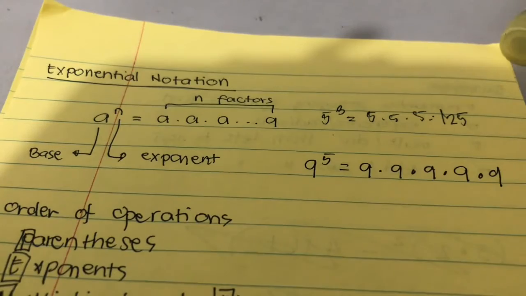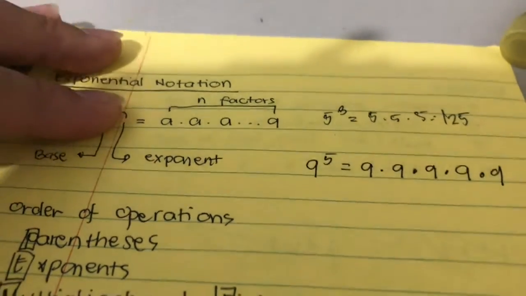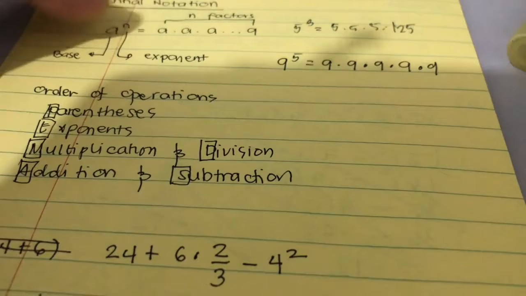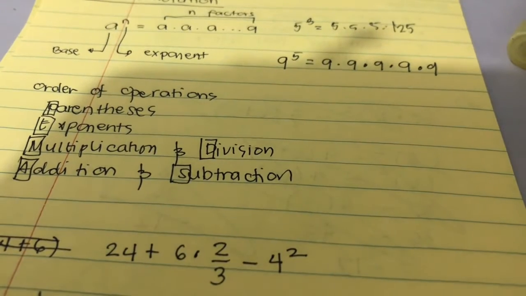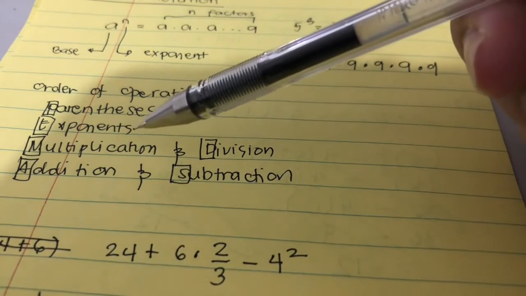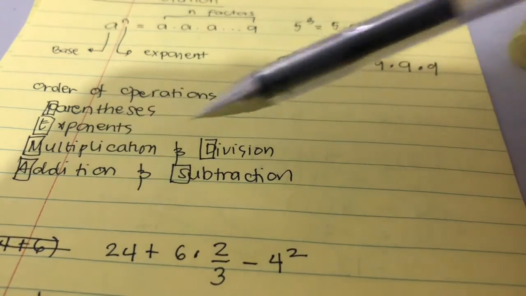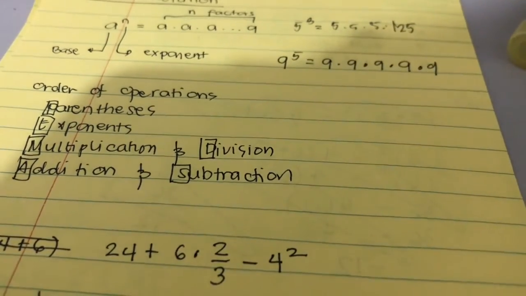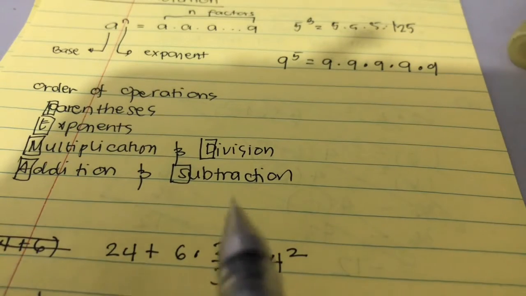Now, let's go to the order of operations. When we say order of operations, we say that there is a sequence wherein you solve a certain expression. There's a sequence that you need to follow, and this is how you should follow it. First of all, evaluate the parentheses, second the exponents, third multiplication and division, coming from left to right, and then addition and subtraction. Let me demonstrate.